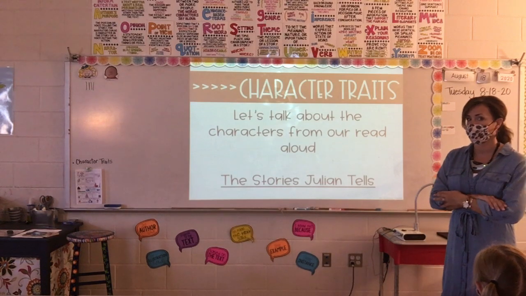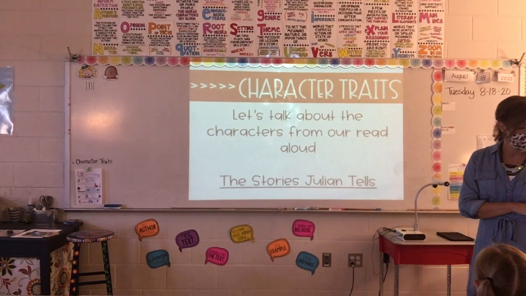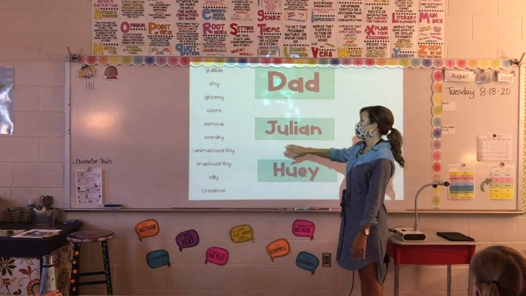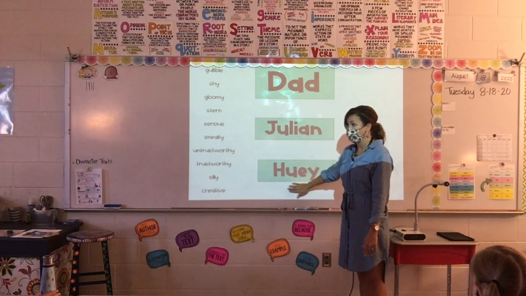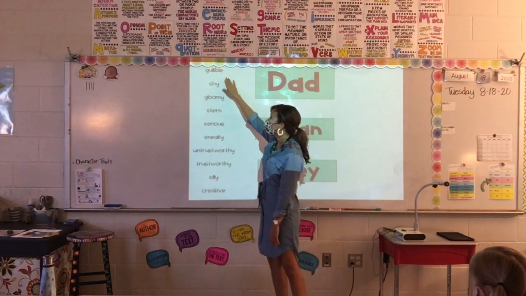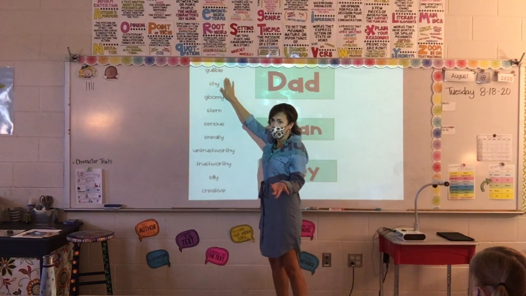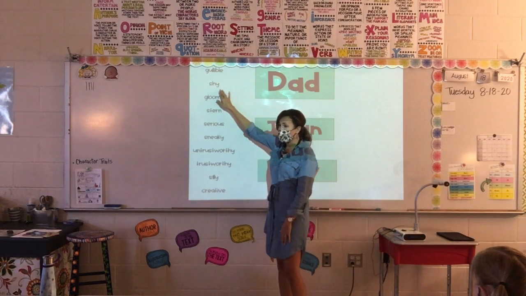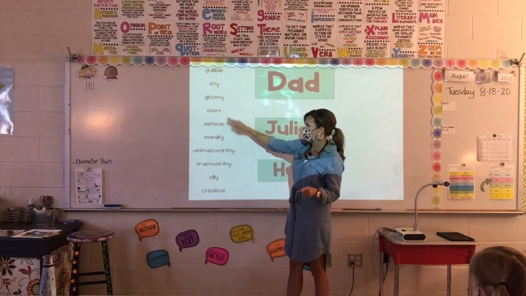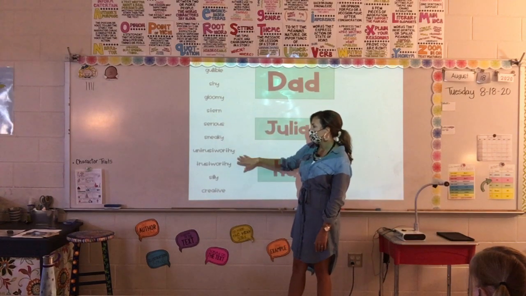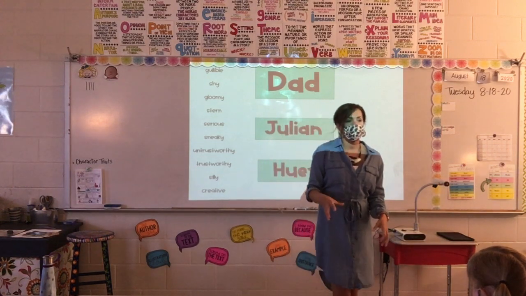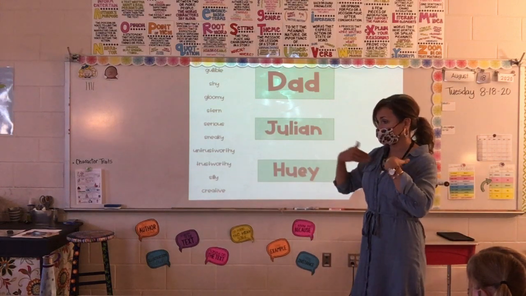Hands and eyes. Okay, let's be sure we're sitting up like a good listener. So we have three characters that we've heard about so far. We've heard about Dad, Julian, and his little brother Huey. Okay? Over here is just a list of some different character traits. Gullible, that means they believe things all the time, even if they're not true. Maybe they're shy, so they don't like to talk very much. Gloomy and sad. Stern, serious, sneaky, untrustworthy, trustworthy, silly, creative. All of these words would describe a character's personality on the inside.